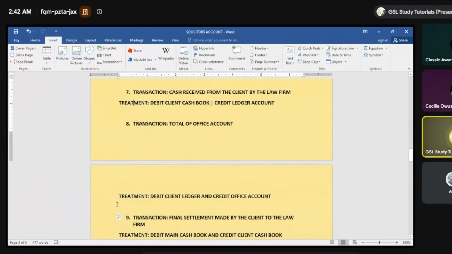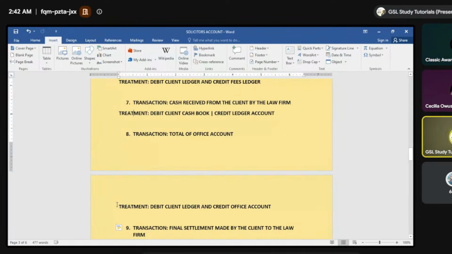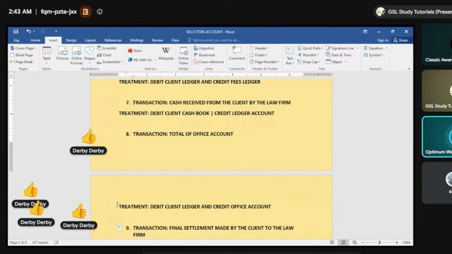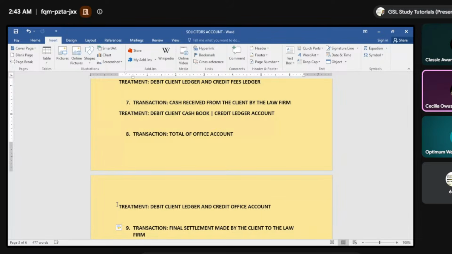So they said, question, November 13th. It will fall under cash received from the client by the law firm. So we'll debit client cash book and then credit client ledger account. The law has specified it. So please, do we understand why we are debiting client cash book and then crediting ledger account? Please, I hope we are not confused at all. No, we're not. Great.